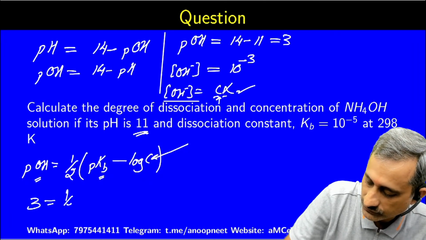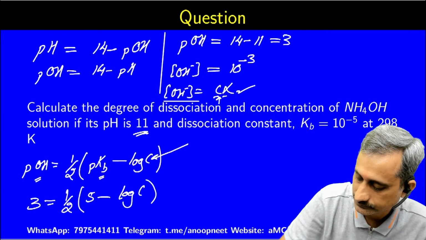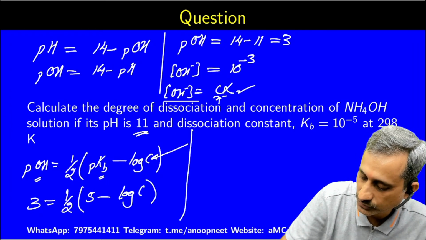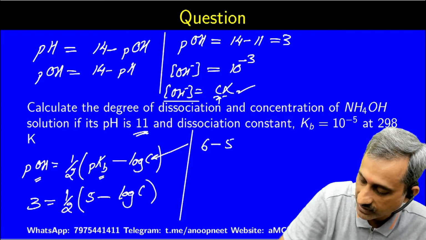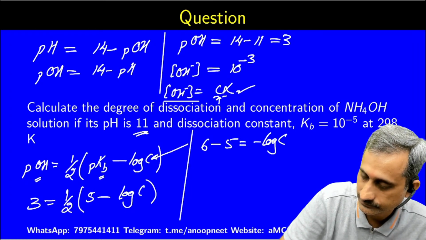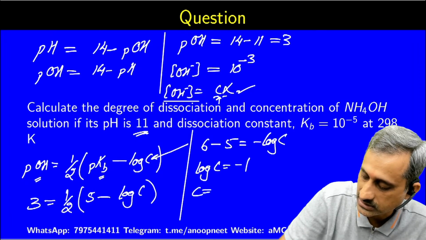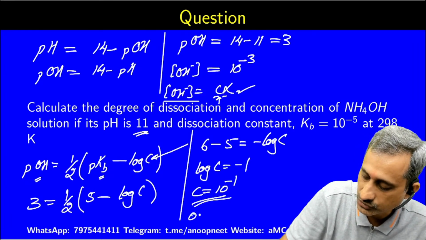3 is equal to 1 by 2 bracket 5 minus log C. Okay, so that would mean 6 minus 5 is equal to minus log C. Log C is equal to minus 1, C is equal to 10 raised to power minus 1. So the concentration is equal to 0.1 molar.